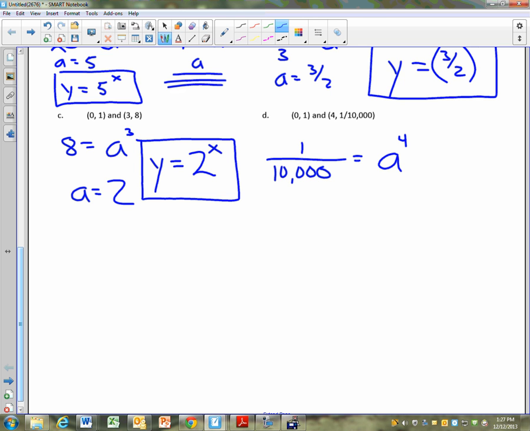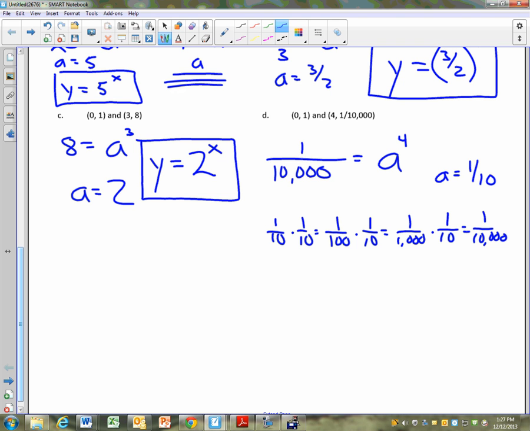What number do you raise to the 4th power to get 1/10,000? Oh boy. 1/10. 1/10 times 1/10 is 1 over 100. Times 1/10 again is 1 over 1,000. Times 1/10 again is 1 over 10,000. So again, you have to try to think through it, but 1/10 is going to be the result. So a is equal to 1/10. Therefore, my function is y equals 1/10, that quantity, to the x power.